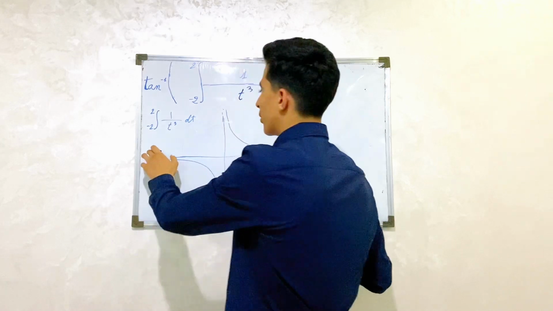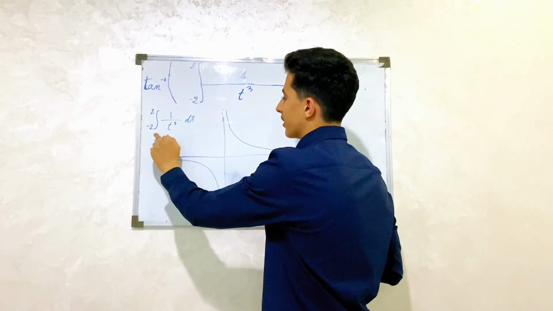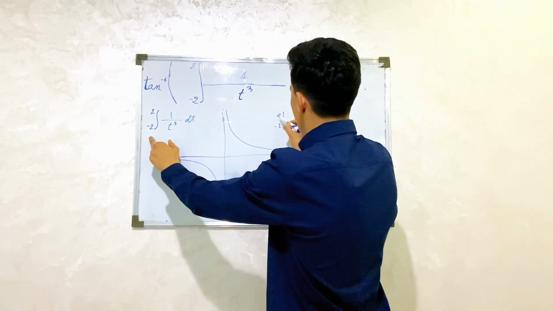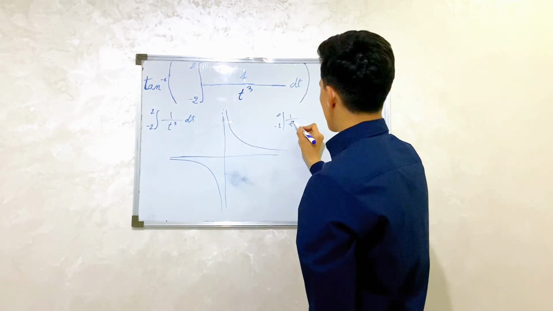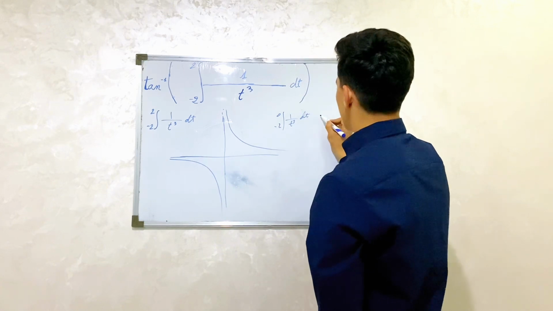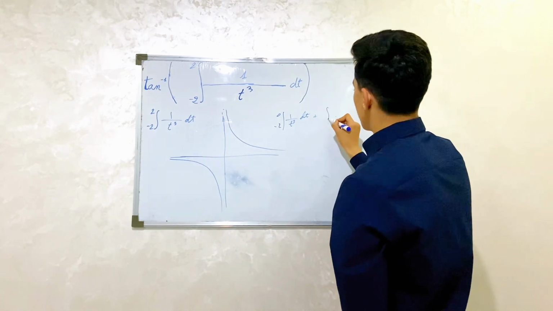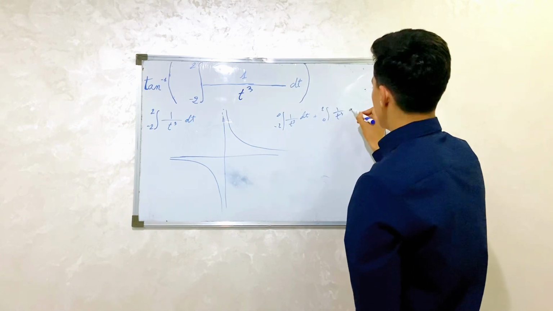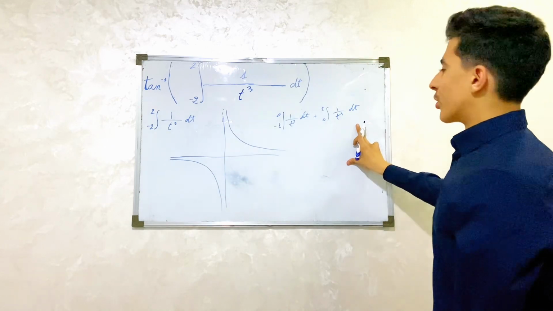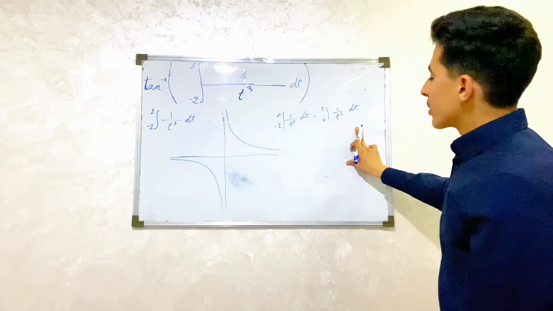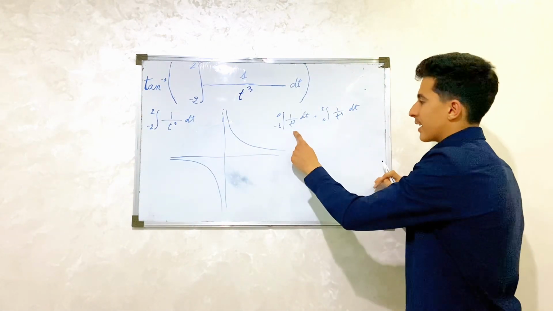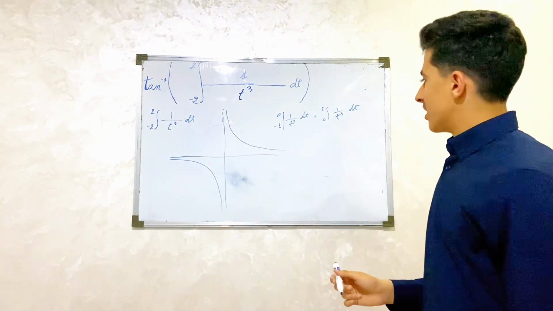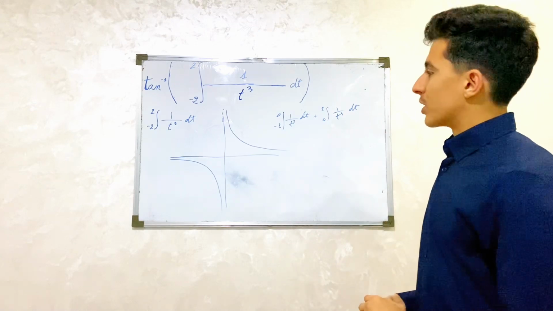So we can go for the integral from negative 2 to 0 of 1 over t to the 3rd dt, plus the integral from 0 to 2 of 1 over t to the 3rd dt. This would be the correct procedure. But if we try to compute this, this diverges and this diverges. Both are equal to positive infinity. So we can't go that way.